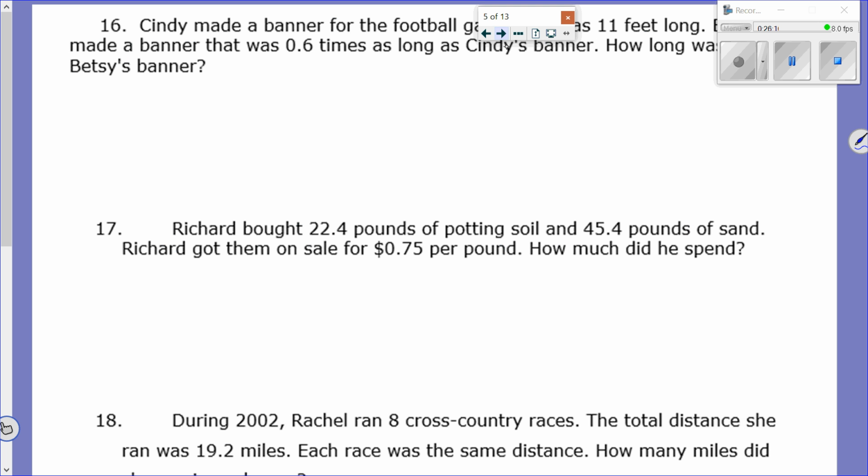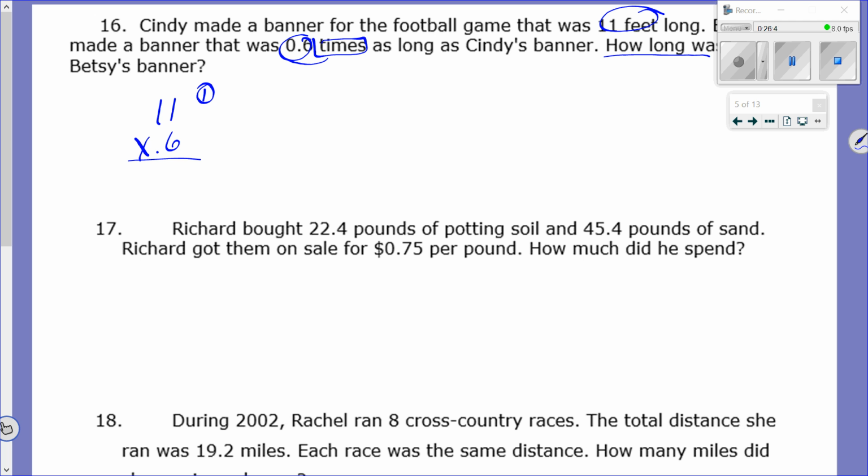Going to go to our last page. Okay, Cindy made a banner for the football game. It's 11 feet long. Betsy made a banner that was 6/10 times as long as Cindy's banner. How long was Betsy's banner? What am I going to do? Multiply. I mean, it literally, again, tells you 0.6 times. 11 times 6/10. I have one decimal place. 6 times 11 is 66. I need to put one decimal place back in my answer. So Betsy's banner is 6 6/10 feet.